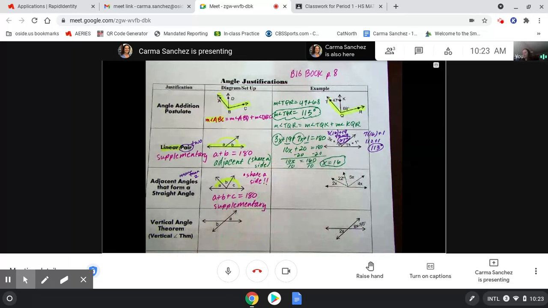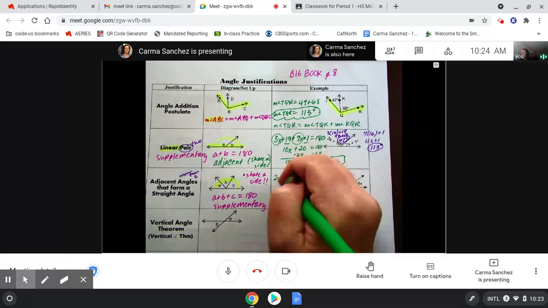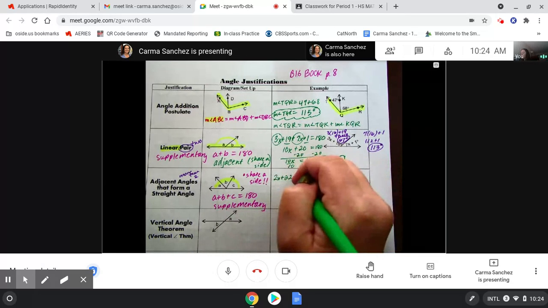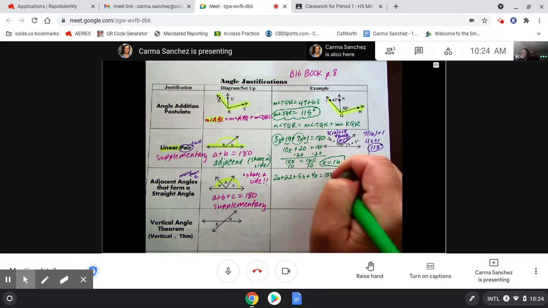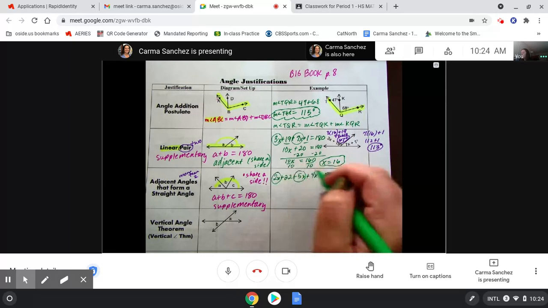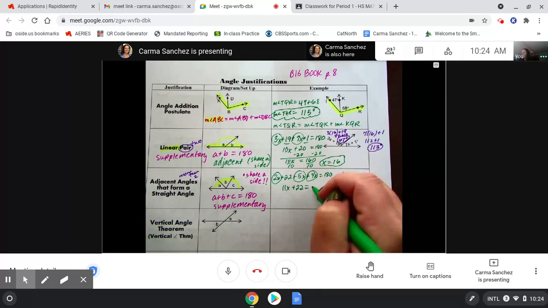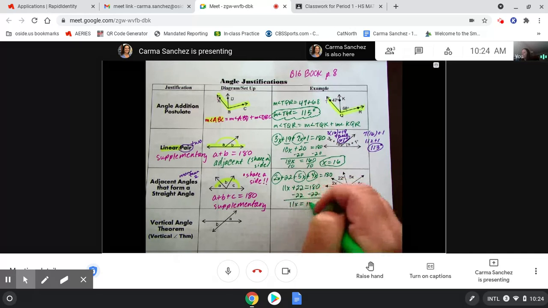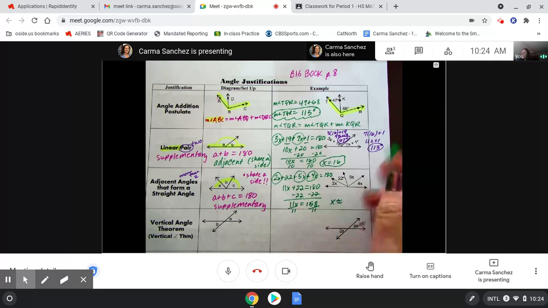All right, let's look at an example of one of these. All of these things can add up, so we go 2x plus 22 plus 5x plus 4x. All that equals 180. Now we combine like terms. I'm getting 11 total x's. When I subtract 22, I get 158. And when I divide by 11, this time I'm going to round.